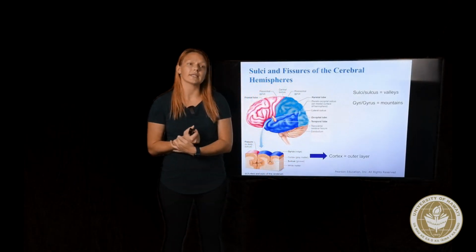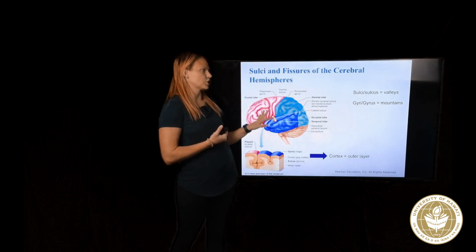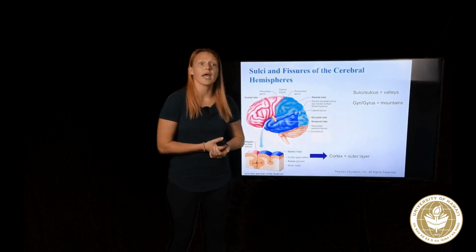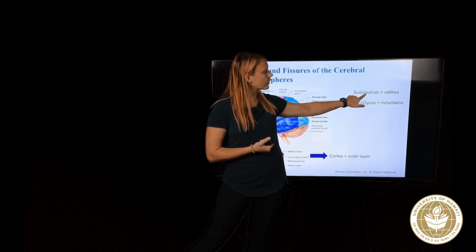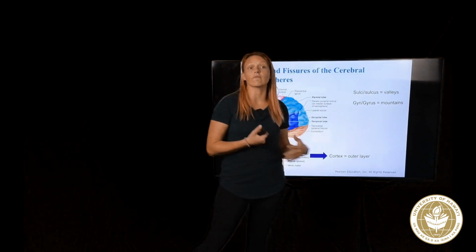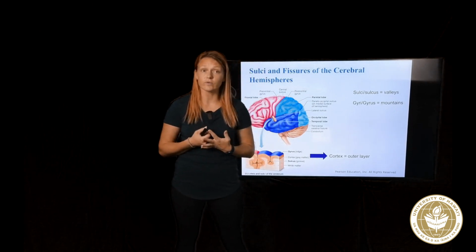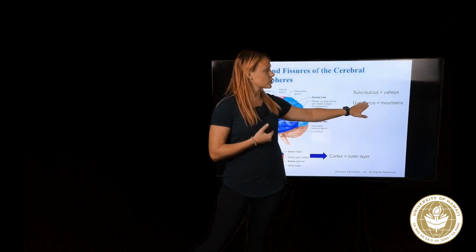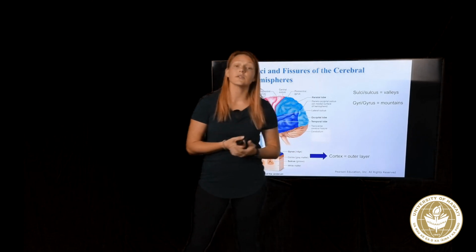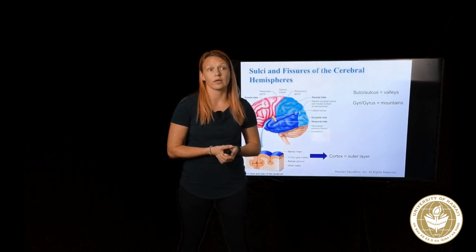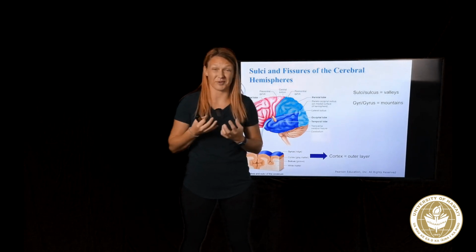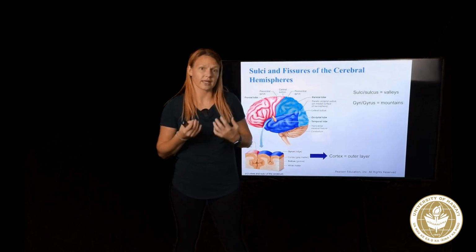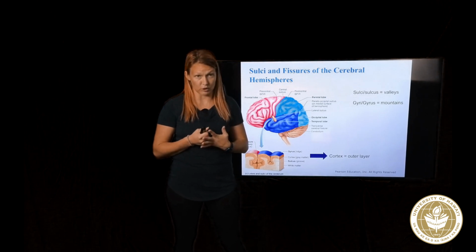Next, we're going to look a little bit at the sulci and fissures of the cerebral hemispheres. As a reminder, sulci, or sulcus, means valley. So those are going to be the grooves. And gyri, or gyrus, means mountains. So those are going to be the ridges on the brain. And then the fissures are kind of like when you have an earthquake and it creates really large cracks in the ground. So that's just a very deep type of sulcus.